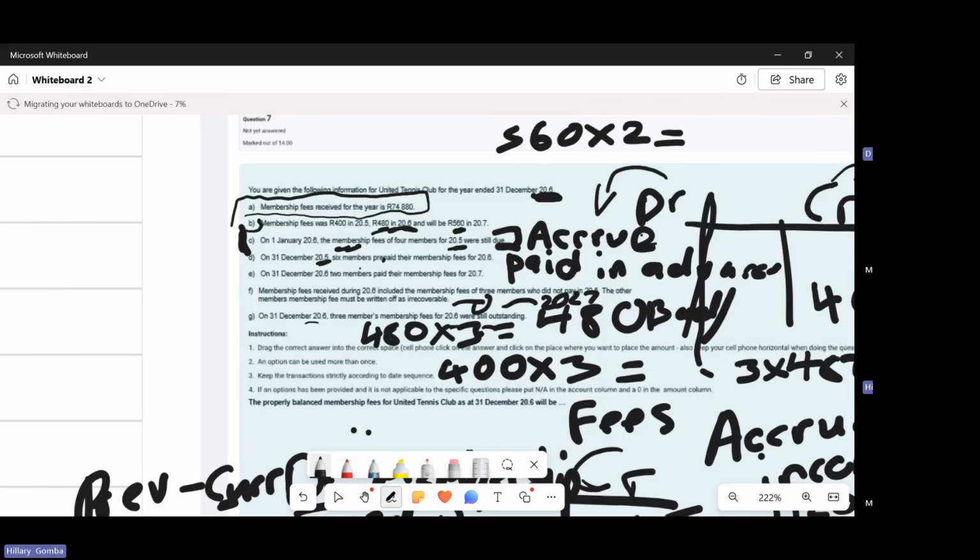Just always remember, debit side is previous year to current year. Credit side is current year to next year. Once you understand that, you're good. You don't have to be stressed or confused, because that's just the trick that you need to understand. Debit side, previous year to current year. Credit side, current year to next year.